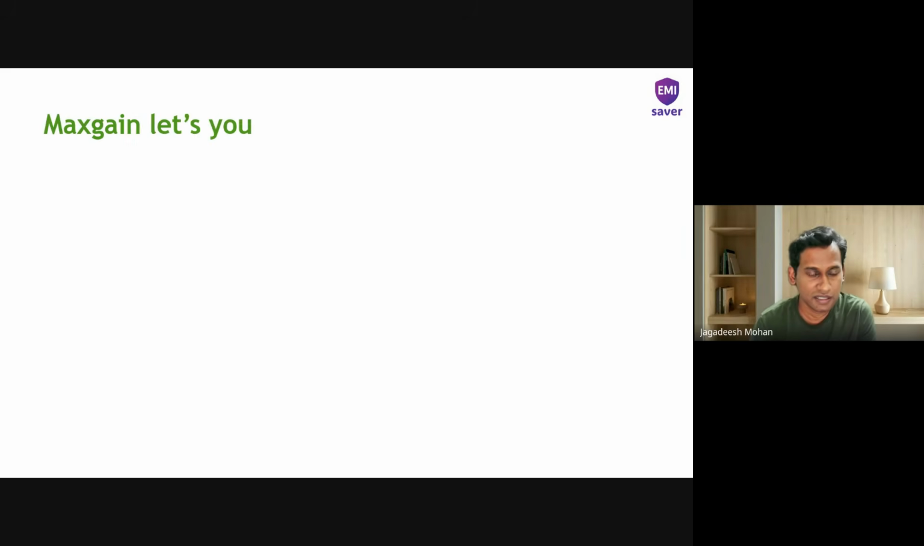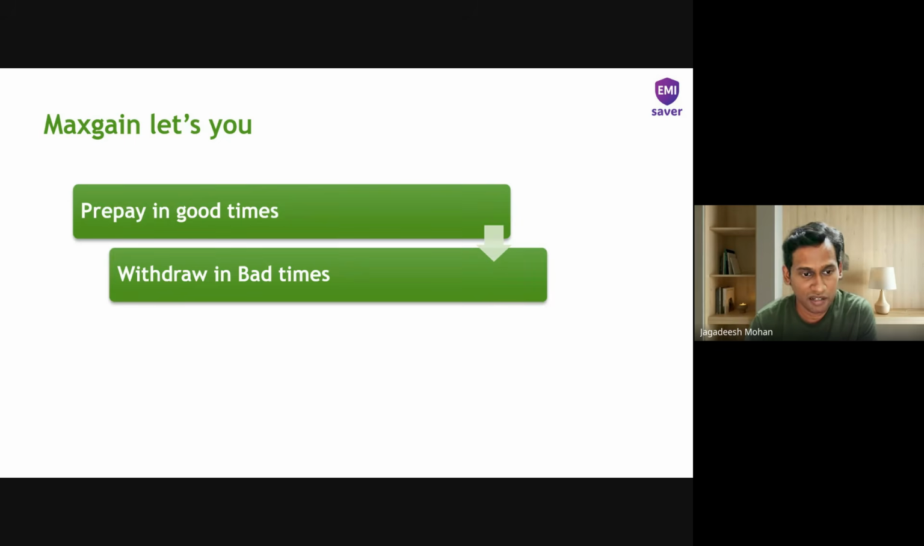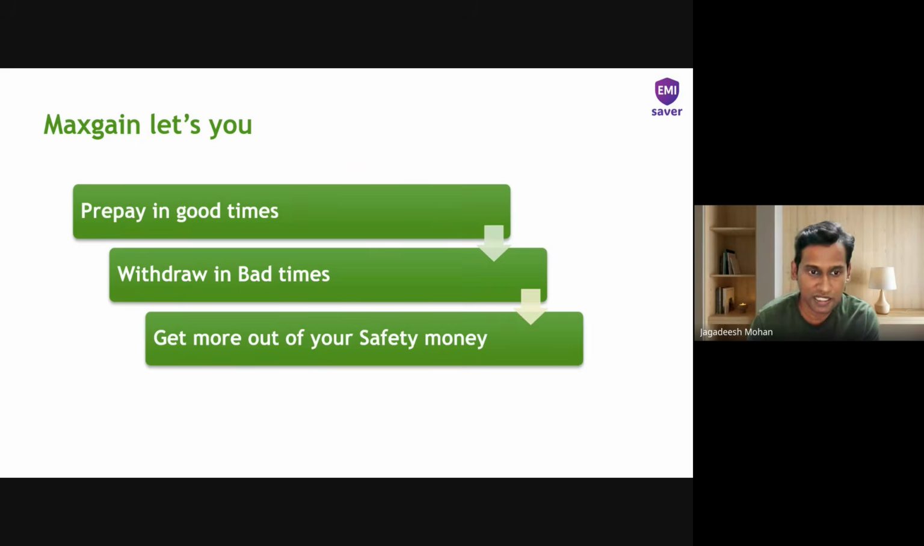I'll explain it further. In Max Gain, you can prepay in the good times and withdraw in bad times. In general, when you make a prepayment, it's a one-track journey. Let's say it's a 20-year loan and you've been prepaying for 5 years, and then 1 year you lose your job. All the money you prepaid, you can't withdraw back, so it can't help you in your bad times. But in Max Gain, you can prepay in your good times, and if at some point you need the money you prepaid, you can withdraw it as well. You can get more out of your safety money.